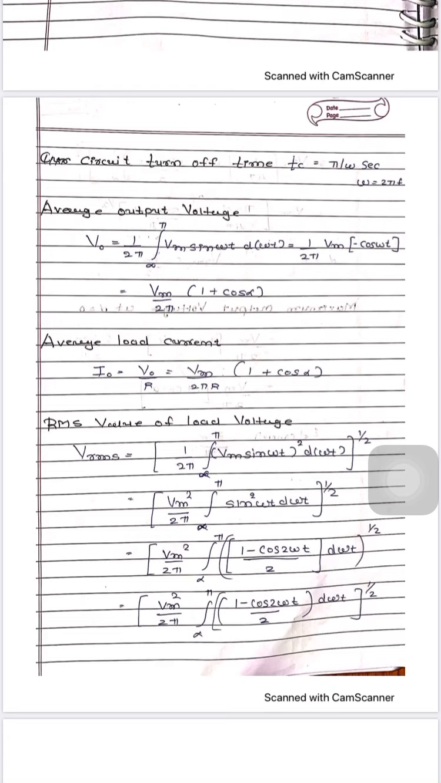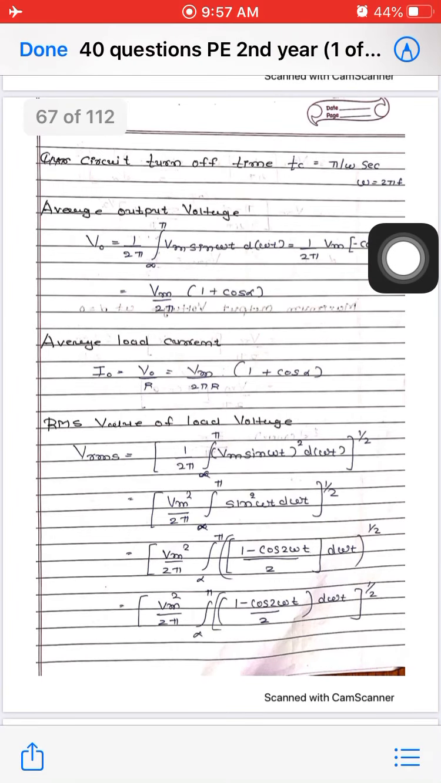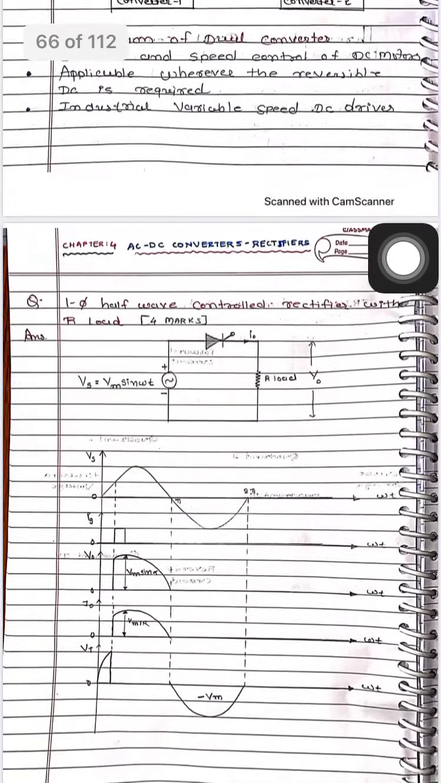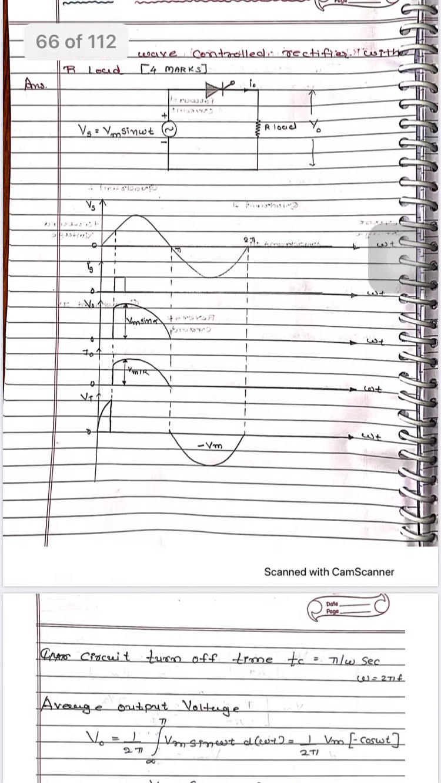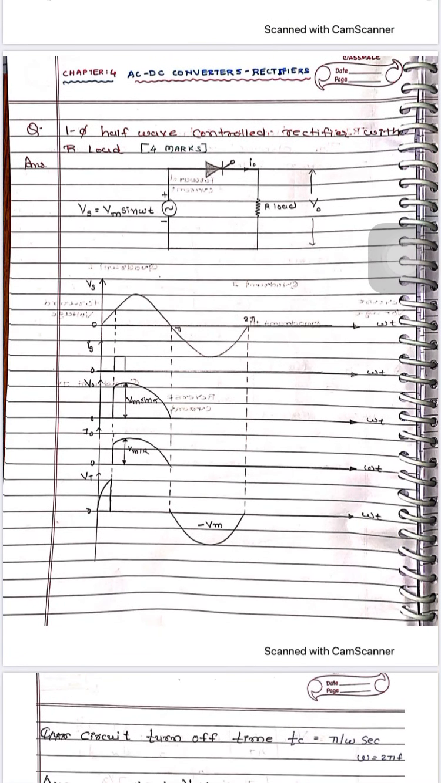So, now the circuit turn-off time, that is called tC, which is pi by omega. See, this omega is 2 pi f, that is the basic, in seconds, right. So, now we are talking about the average value of the output voltage. Now, what is the average of this? Average means the peak point plus the negative point divided by 2.